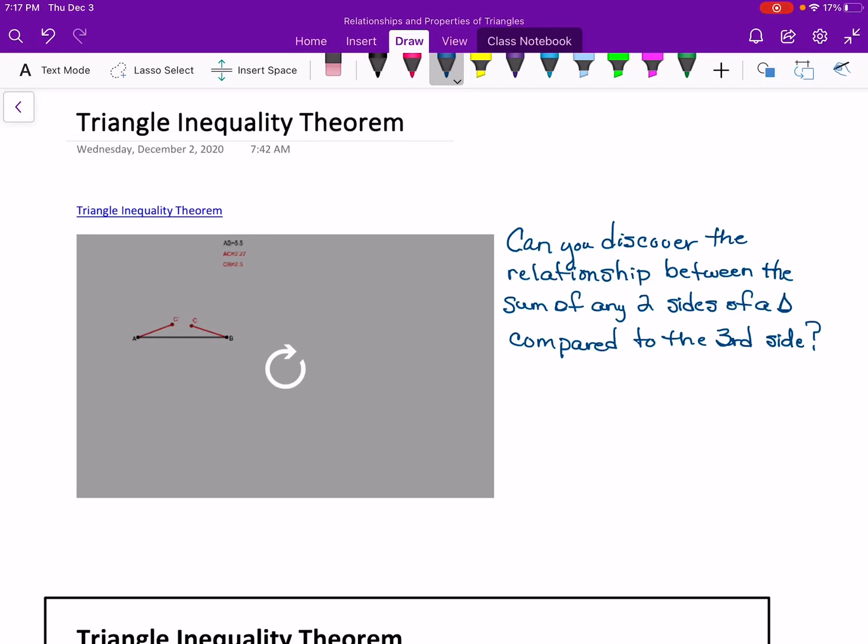These are the notes for Mrs. Wyatt's geometry class for Friday, December 4th. We're looking today at the triangle inequality theorem.